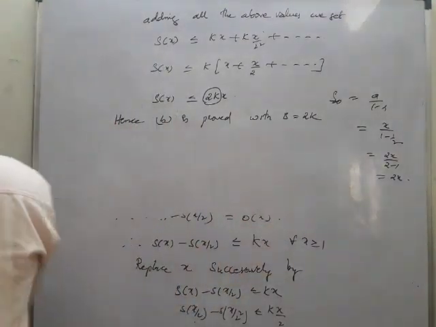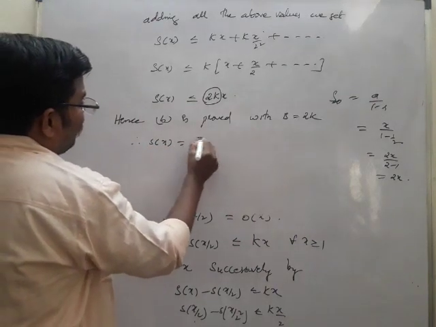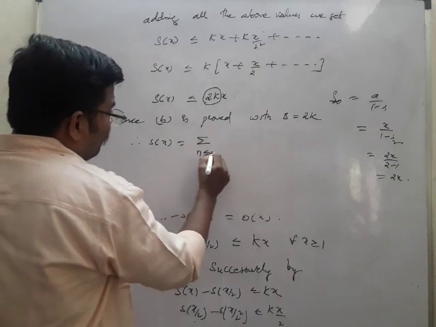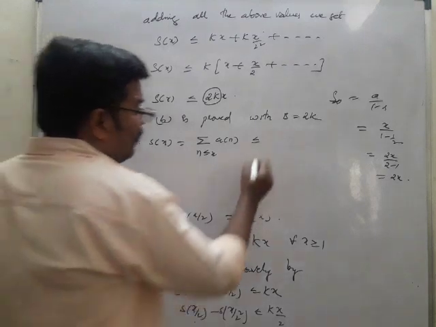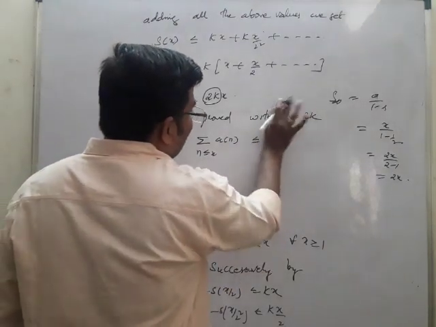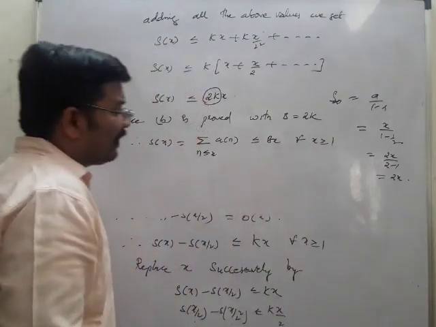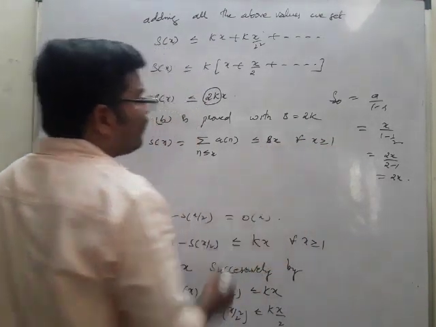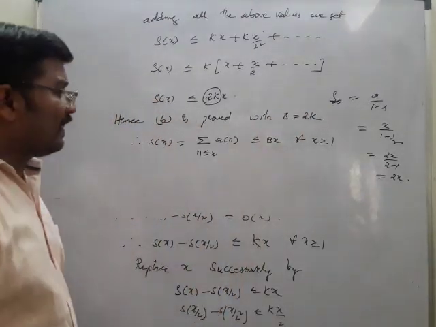Now what have we proved? Therefore s of x, which is the summation over n less than or equal to x of a of n, is less than or equal to B x for all x greater than or equal to 1. This is what we have proved, the first bit. It is B x for all x greater than or equal to 1.